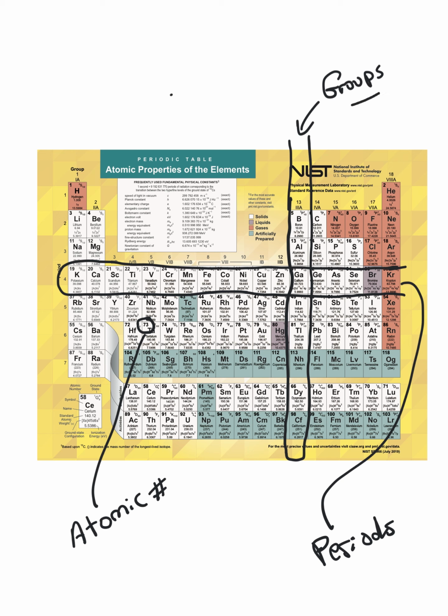First of all, you have the groups. So if we look at each of these columns is a group. And then we have the periods that are going across this, so these horizontal rows.